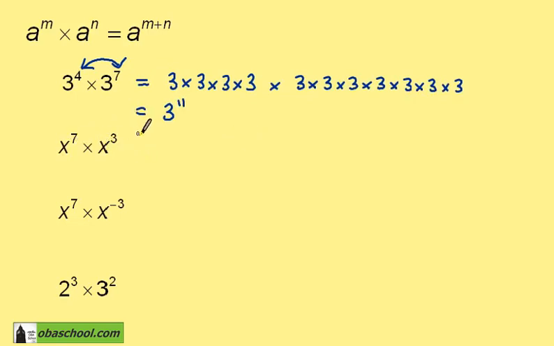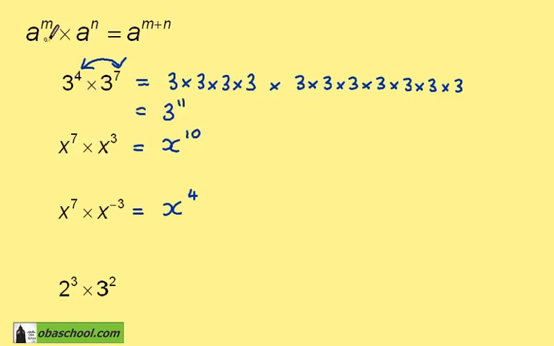So for this example, x to the 7 times x to the 3 will be x to the 10. And for this example, since 7 add minus 3 is 4, we'd get x to the power 4.